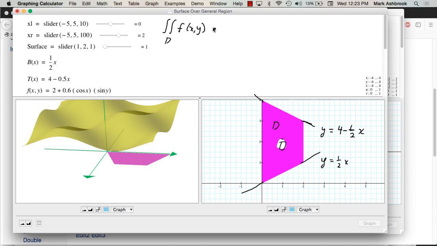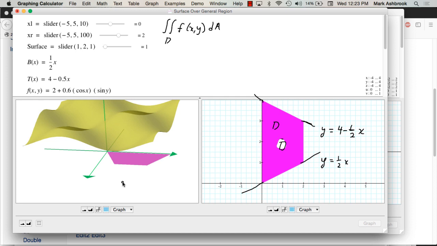And what will we get? Expression, function, number? Number, right? Value. We're going to get a value. And what will that value represent? Which volume, Andrew? Volume from the surface down to the XY plane. Make sure you got that, down to the XY plane.